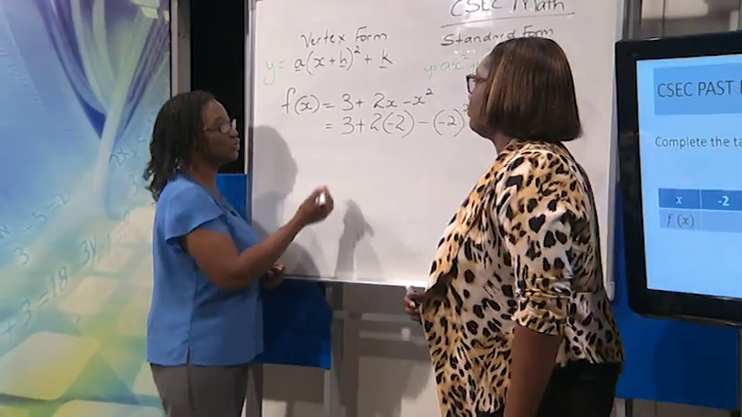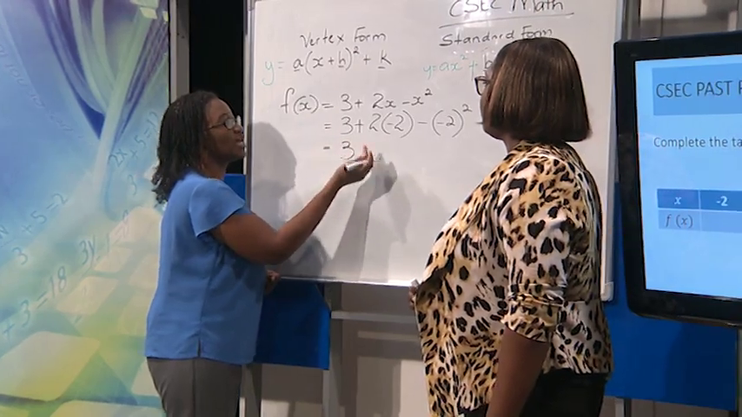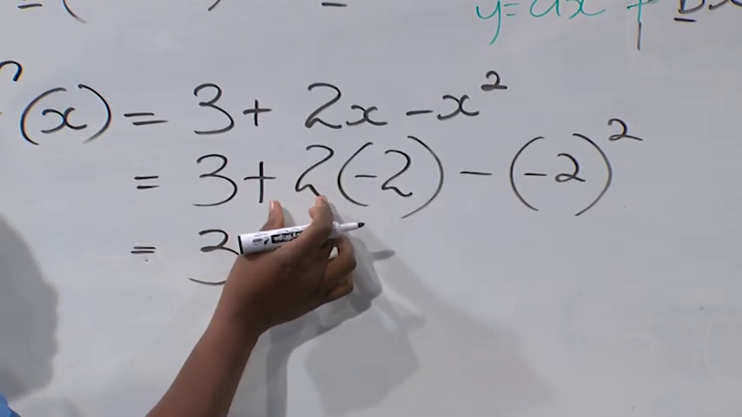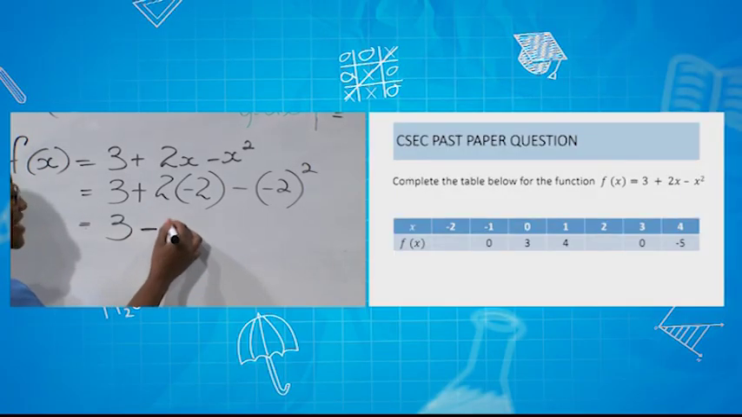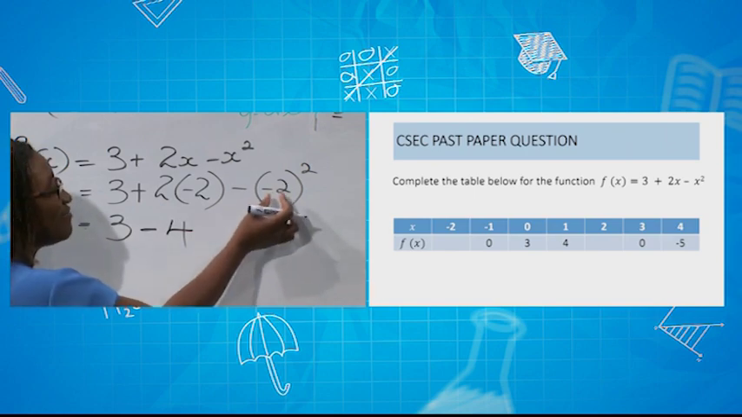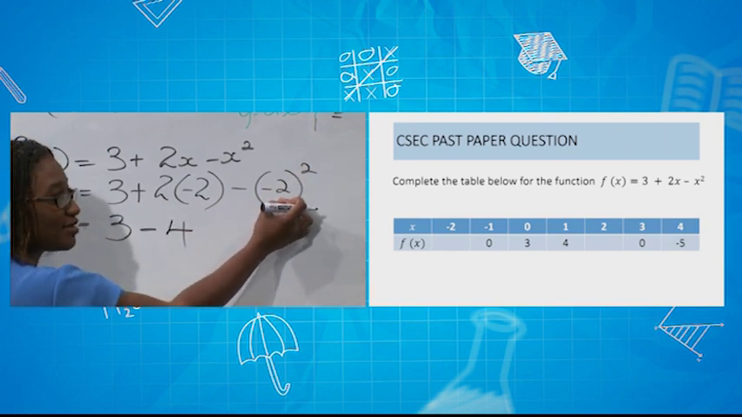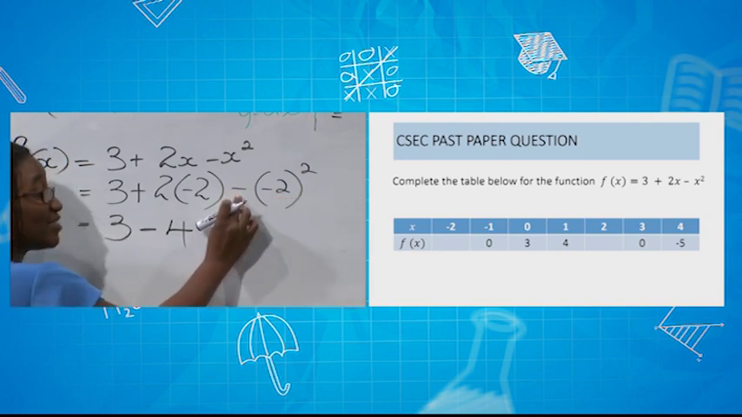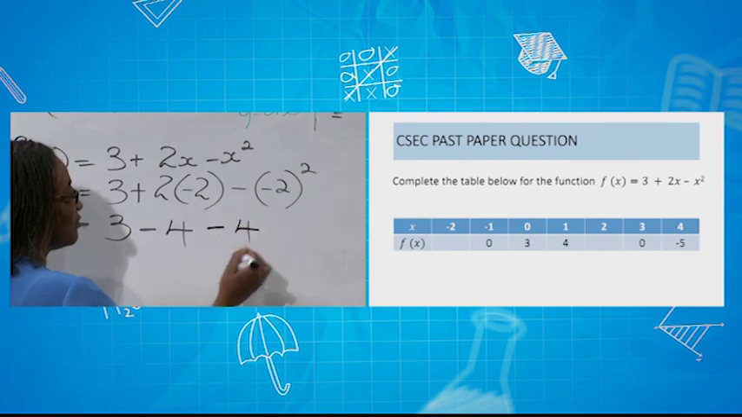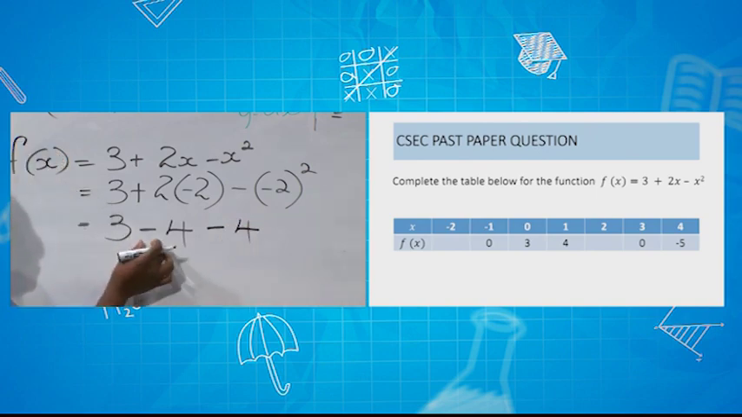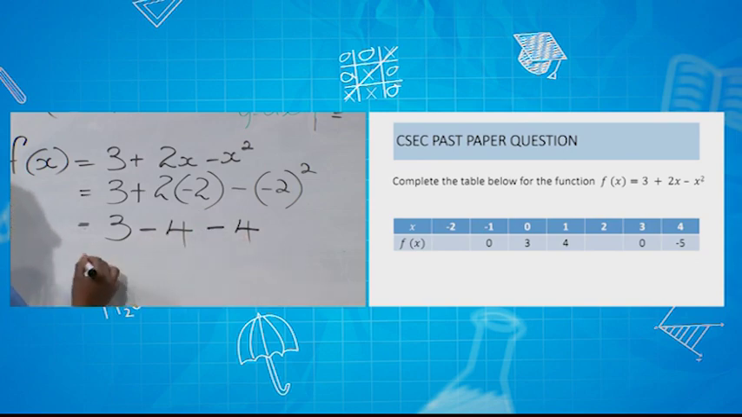We're going to quickly do this. Here we have our 3. Now we need to work out a positive 2 times a negative 2, and that will give me a negative 4. And here I have a negative 2 that is squared, which gives me a positive 4. But I also have this subtraction sign, so in fact it's minus 4. So here it's 3 minus 4 minus 4, which will now give us a negative 5.